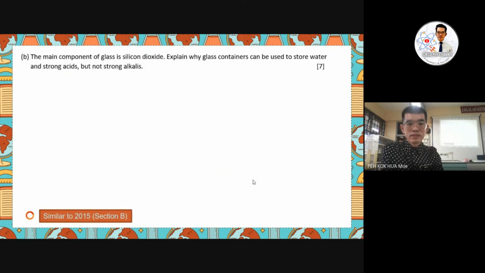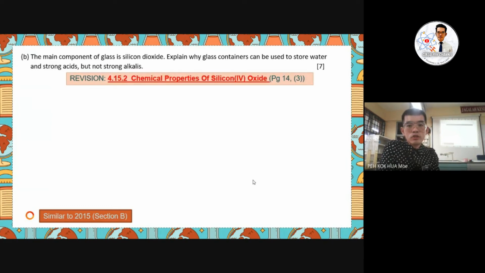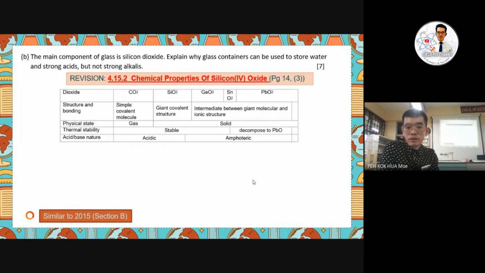So one more, last. Okay, so here part B: the main component of glass is silicon dioxide. Explain why a glass container can be used to store water and strong acid, but not strong alkaline. This one we discussed in the last lesson yesterday, which is section B 2015. So again, this is the info regarding 4.15.2. Yesterday we discussed this already.